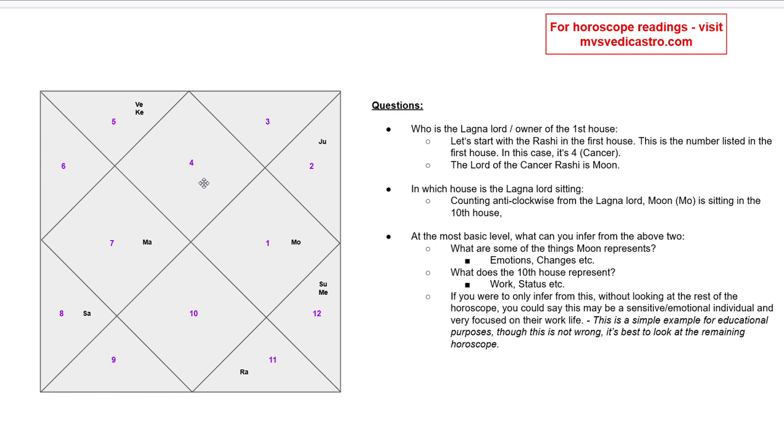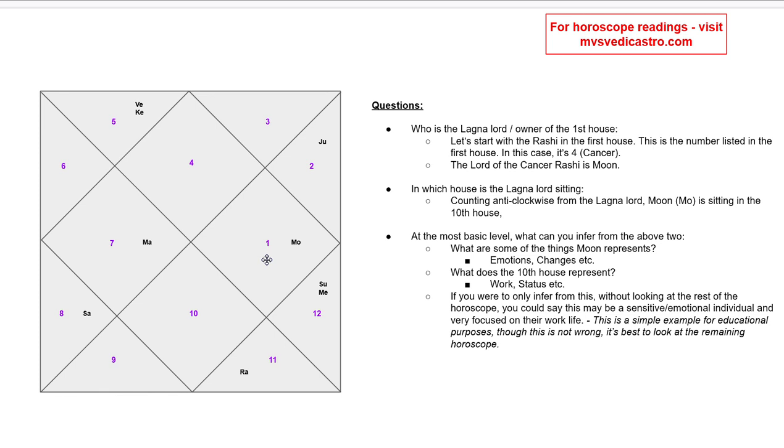Now let's say, for our example purposes, Moon resides in the 10th house of this individual's birth chart. First of all, we would know it's the 10th house because we would count anti-clockwise from the Lagna house, or the first house, until we get to 10, and you will most likely see the letters MO in the 10th house.